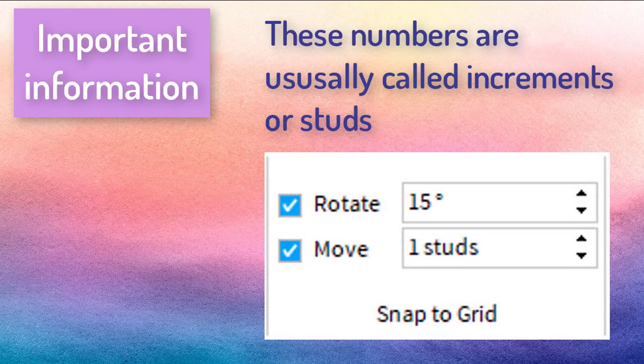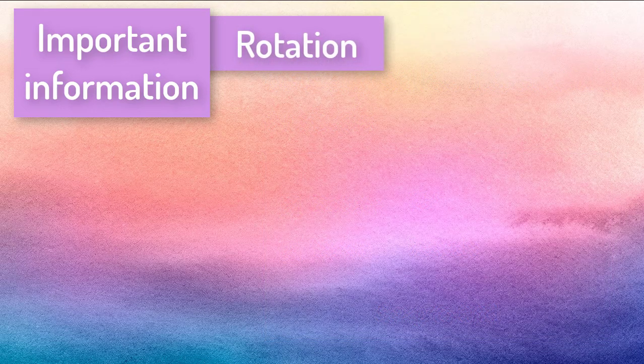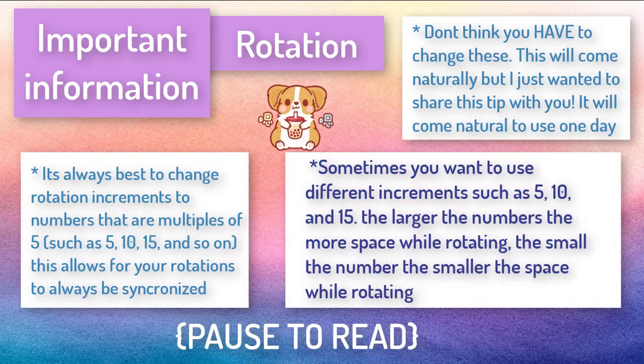Now here is an important tip. When you are choosing these numbers, they are usually called increments or studs, and usually a lot of people don't actually use just 0 as their increment. When you are rotating you will find that sometimes you want small increments such as 5. This lets you move accordingly.